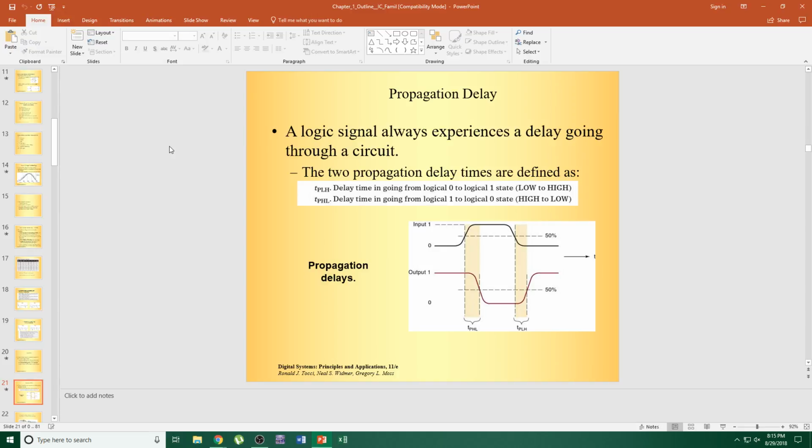A logical signal always experiences a delay going through a circuit. The two propagation delay times are defined as time propagation high, low to high propagation delay, and high to low. Delay time in going from logical 0 to 1, so 0 to 1 at this 50% mark. In terms of propagation delay, it is when it becomes a logical high, and then again at a 50% mark, and the same for the other.